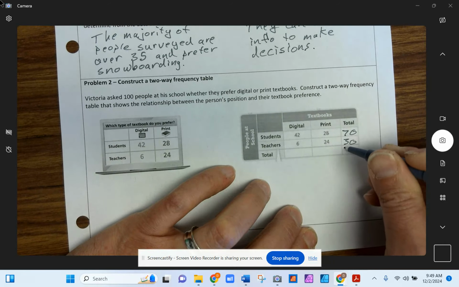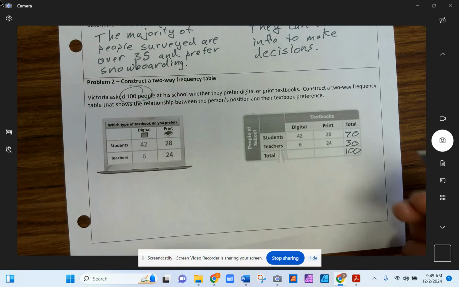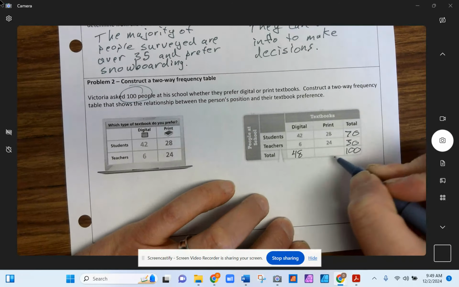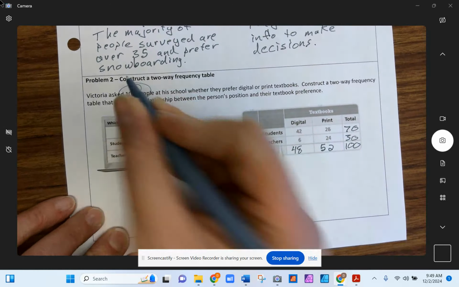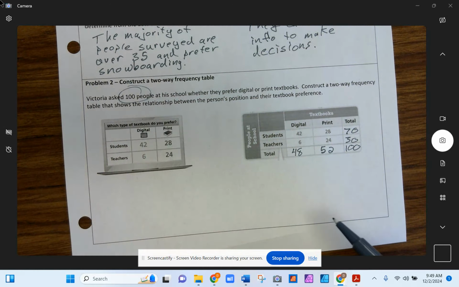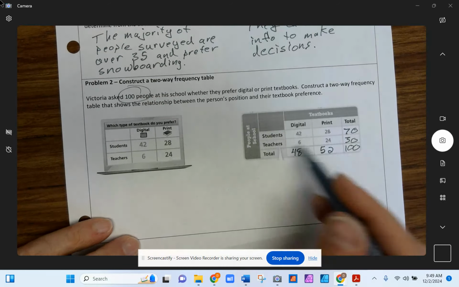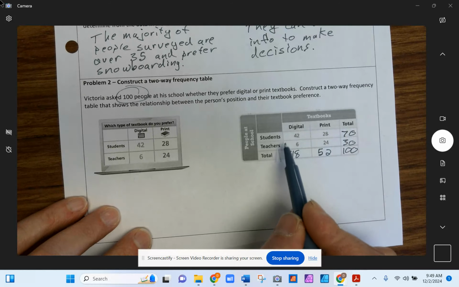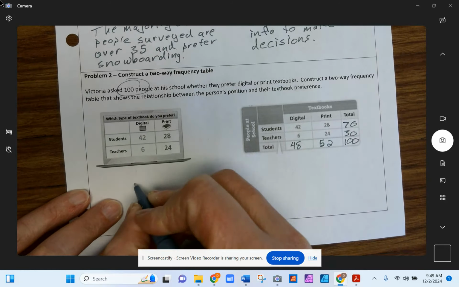Okay, and you'll notice that that adds up to 100, which is the amount of people surveyed. And then you'll notice that 42 plus 6 is 48, and then 28 plus 24 is 52. And if you add those two together, you also get that 100 people right there, okay? I should have a question on here, my bad. So that's just putting your table together, right? You'd say students prefer digital, teachers prefer print, right? That would be a way to summarize this.